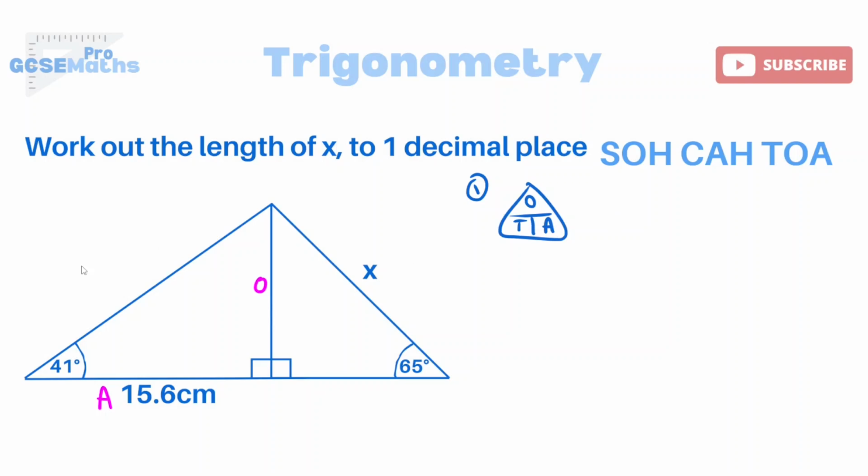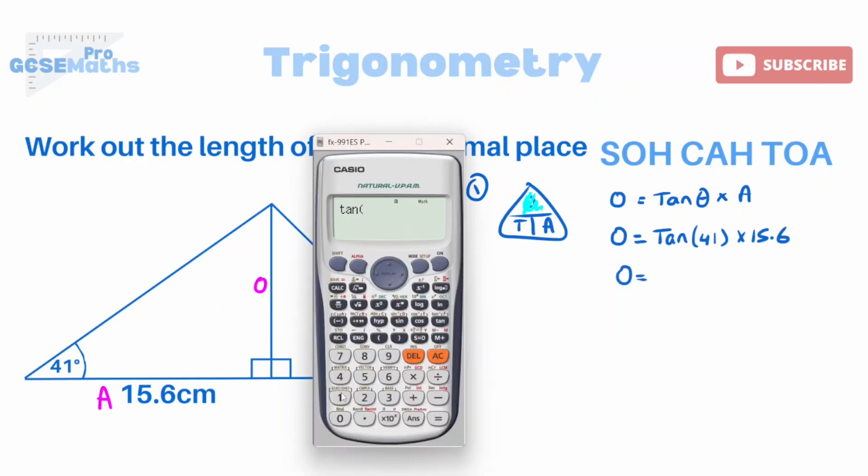Quick sketch of my formula triangle. I'm wanting to find the opposite, so cross that out. I need to do opposite is tan of the angle times by adjacent. So in this case, tan of 41 times by 15.6. That's what's going to go in my calculator. So tan of 41, close bracket, times 15.6.